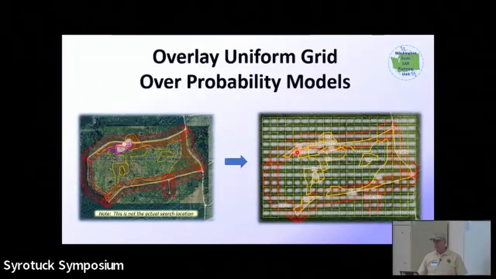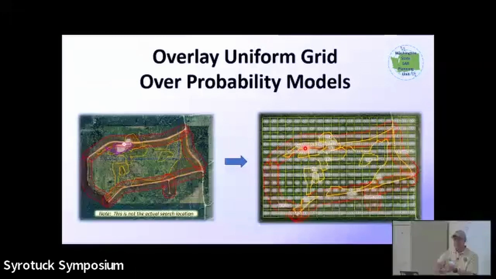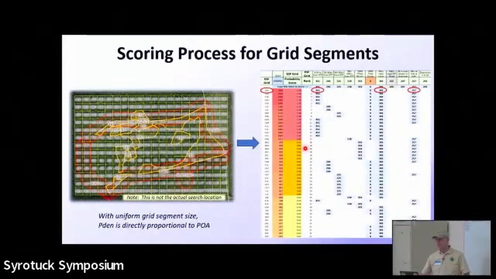So in this example, you can see that the search grids, or the segment grids, in this area are going to contain multiple underlying probability shapes. We then use a spreadsheet to compile these. Again, we do this by hand. An advanced step would be to have this done in a GIS system.